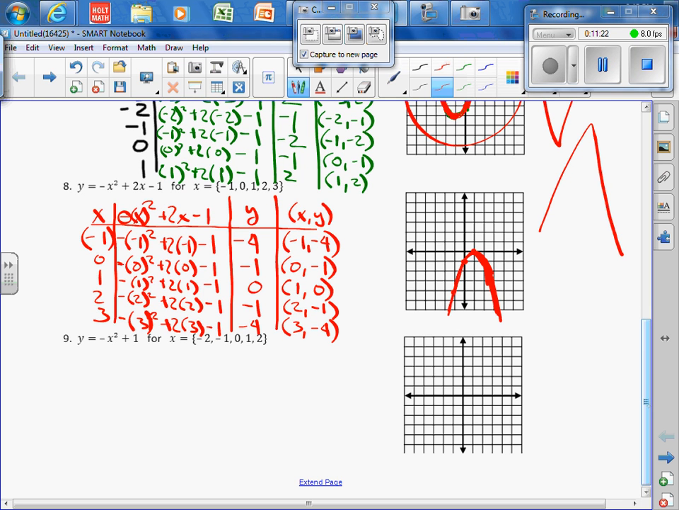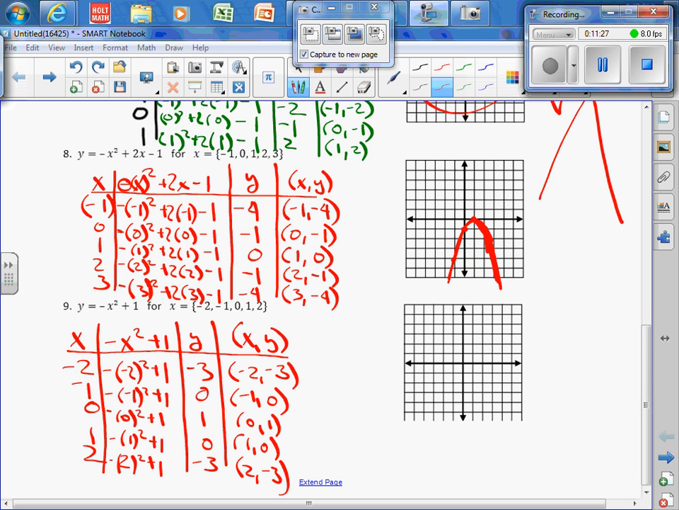You go ahead and do number 9. Having done that correctly, you would have gotten negative 2, negative 3, negative 1, 0, 0, 1, 1, 0, and 2, negative 3. And again, this is going to be the ball thrown up in the air, so make it a nice smooth curve, and you'll have your parabola there.